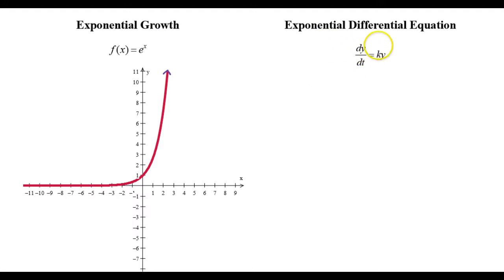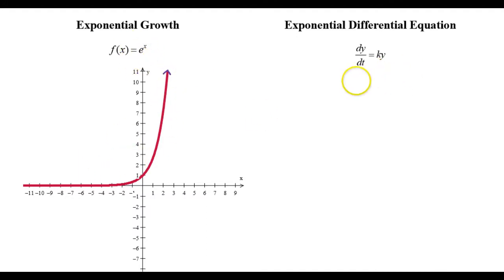The differential equation that corresponds to a solution that looks like exponential growth has this form: dy/dt equals k times y, where k is some constant. If I were to solve this differential equation to find a general solution, y equals, it would have the general shape of an exponential growth function.